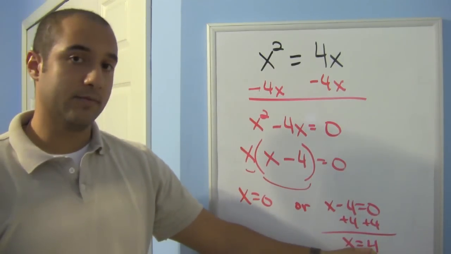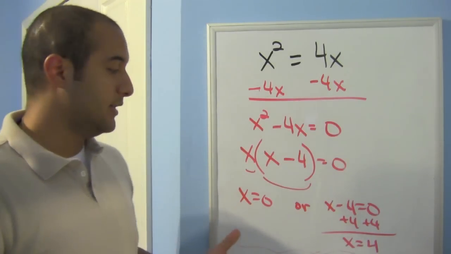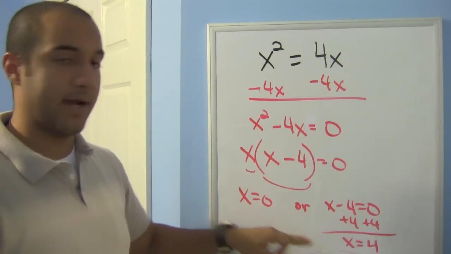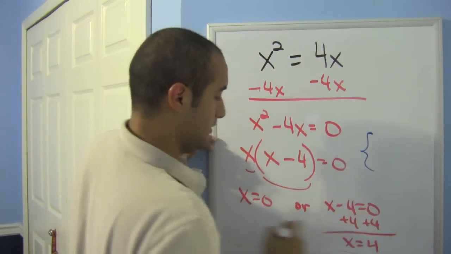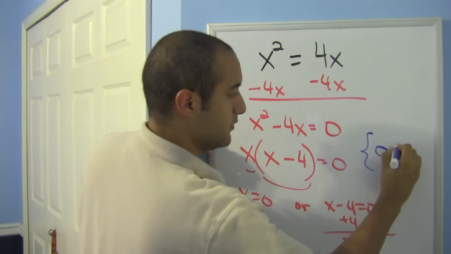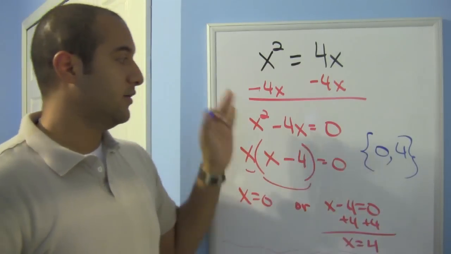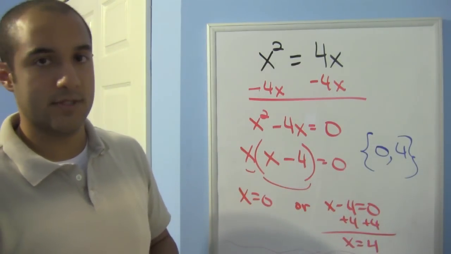0, 4. Oh, don't forget, depending on your teacher, they might want you to write it as a solution set. So instead of just leaving my answers like this, I can write them in the set 0, 4. Okay, so that would be my solution set for this problem. Just writing your answers in the set notation.